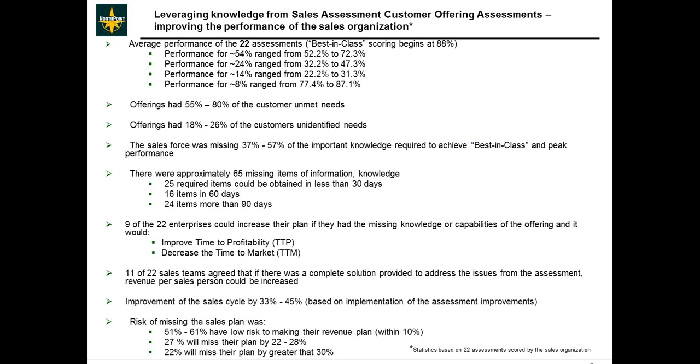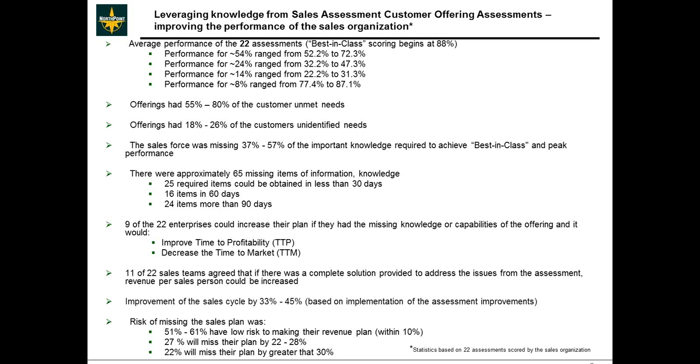This slide shows an example of the impact of SACO based on 22 assessments. The average performance for the assessments and the best-in-class scoring, which begins at approximately 88%. In this case, of the 22 assessments, the performance for approximately 54% ranged from 52 to 72%. The performance for approximately 24% of them ranged from 32 to 47. Performance for approximately 14% ranged from 22 to 31, and the performance range for about 8% of them ranged from 77 to 87%.